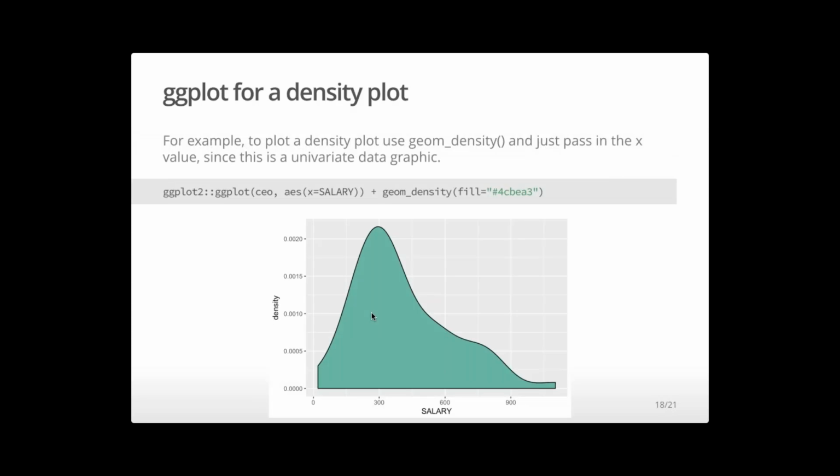So let's look at some examples, and you can try these out if you have ggplot installed. This is if you were going to do a density plot of the salary variable here. It's a basic chart, but the only custom parameter I used was this fill, so that I could choose a color to fill. You can see that for univariate data graphics, we just pass in one aesthetic parameter.